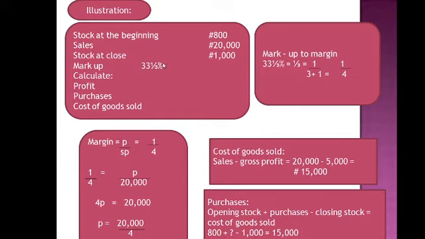The fraction should be 1/3. Now the question says we should calculate the profit, purchases, and cost of goods sold. Is that clear? For you to convert, first of all, once you are given the markup, you have to convert it to margin, because you want to get the profit. Is that clear? Let us convert it to margin. How do you do that?